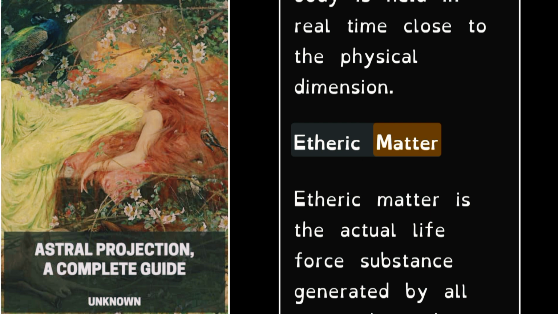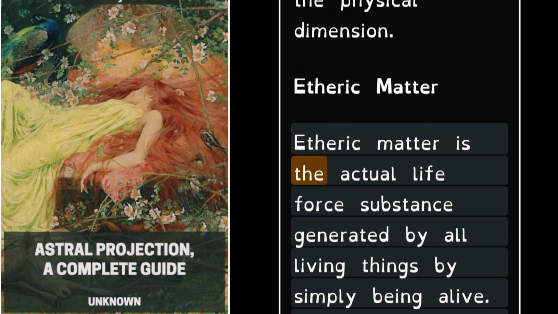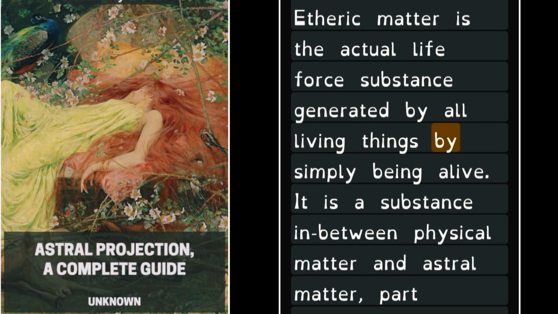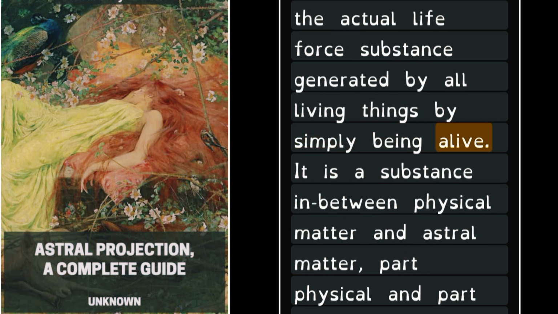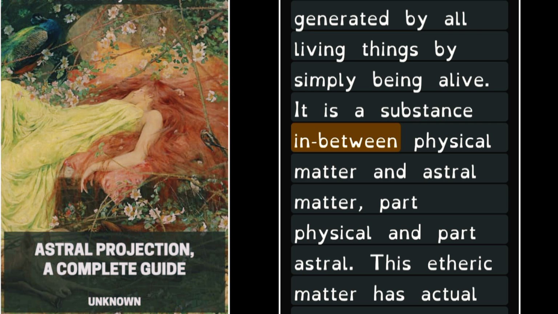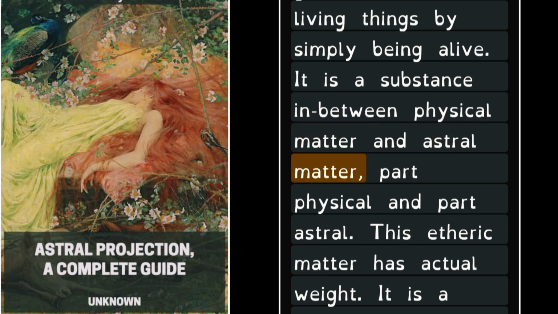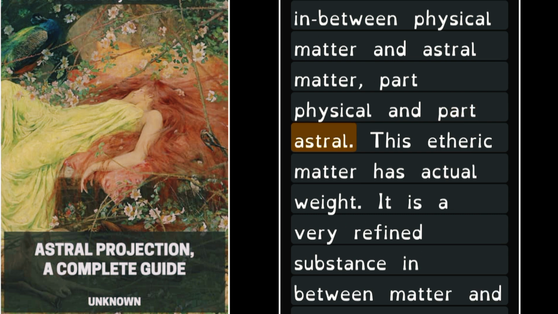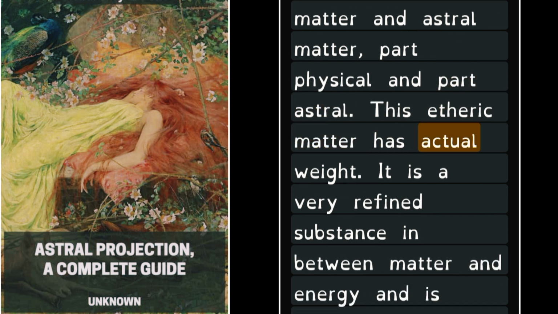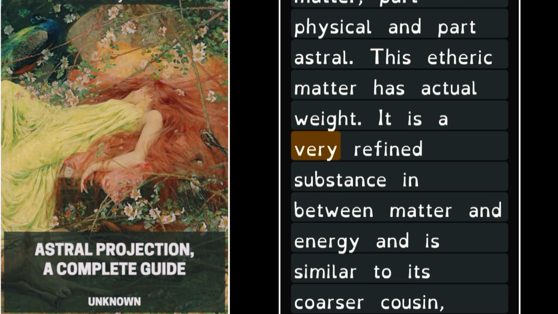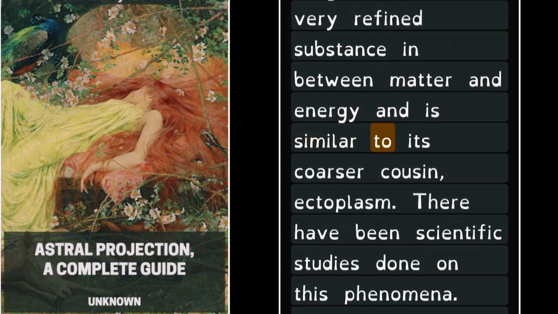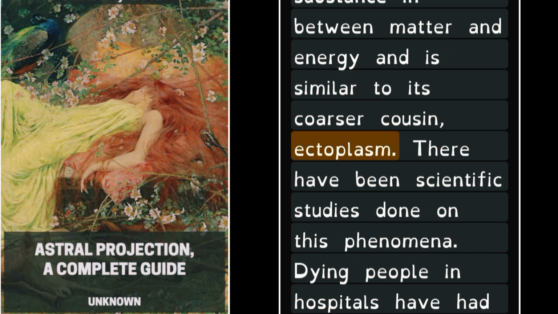Etheric matter. Etheric matter is the actual life force substance generated by all living things by simply being alive. It is a substance in between physical matter and astral matter, part physical and part astral. This etheric matter has actual weight. It is a very refined substance in between matter and energy, and is similar to its coarser cousin, ectoplasm.